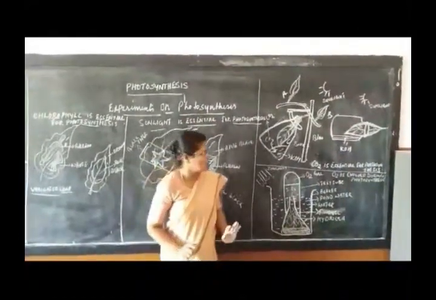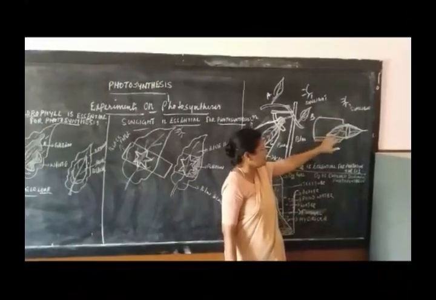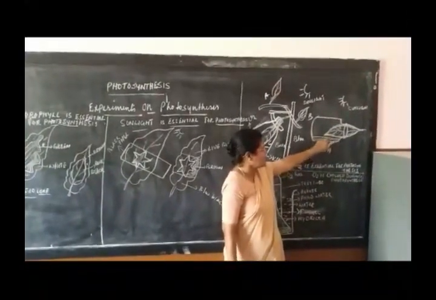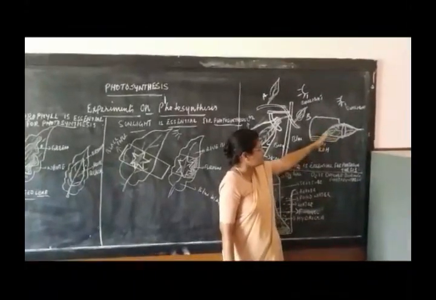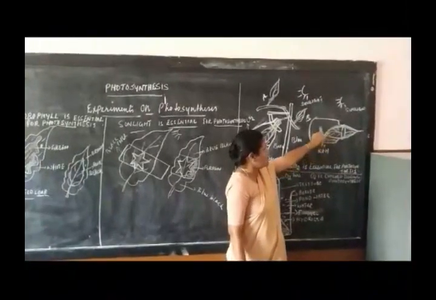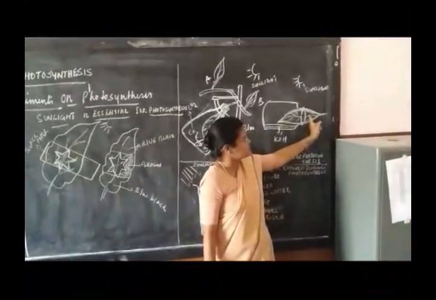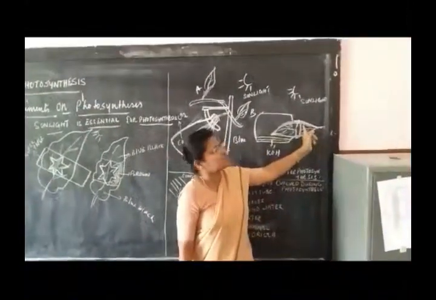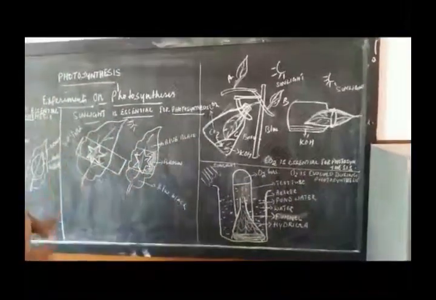There is also another very easy way. You just keep a bottle containing KOH in a horizontal manner and insert one of the leaves inside. So this part of the leaf will not perform photosynthesis because carbon dioxide is not available, whereas this part of the leaf will perform photosynthesis because it gets all the raw materials needed for photosynthesis.